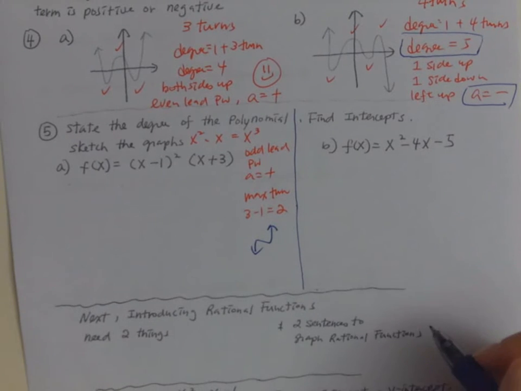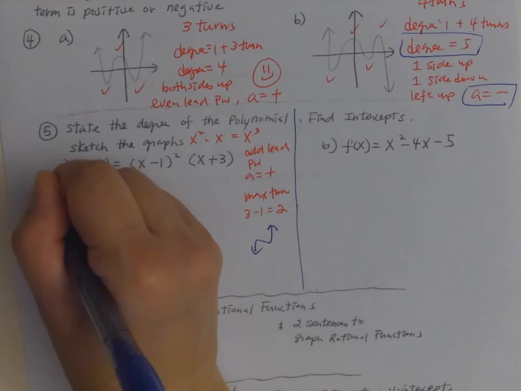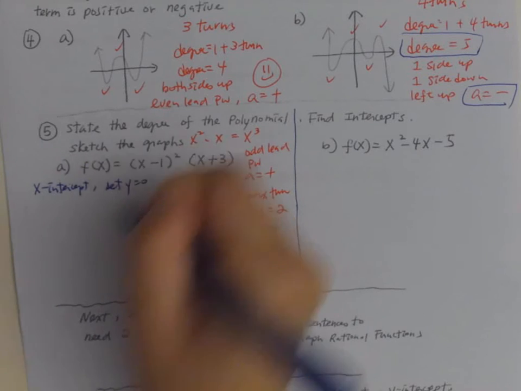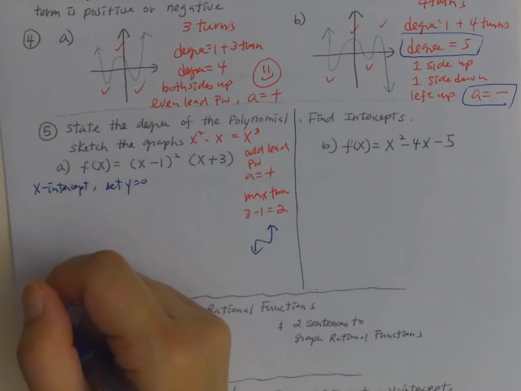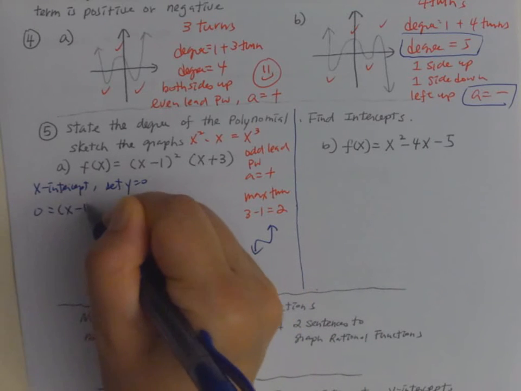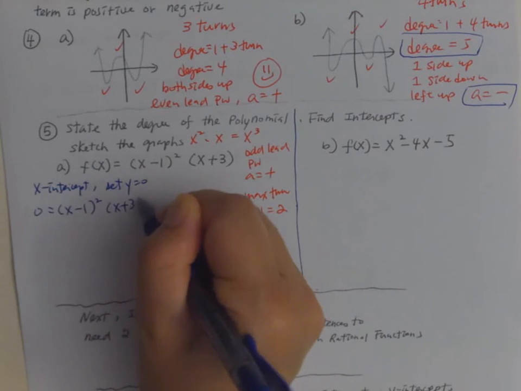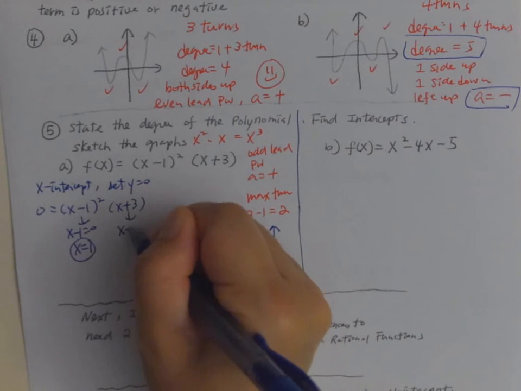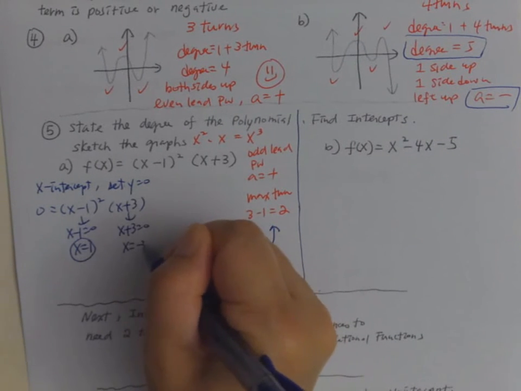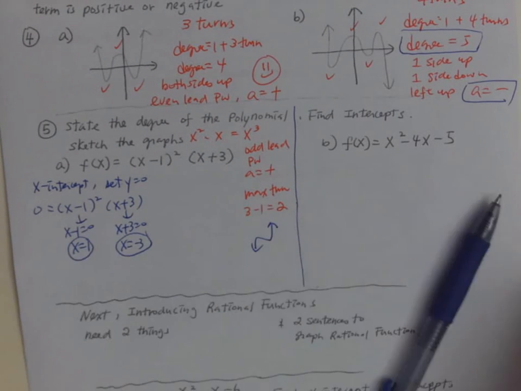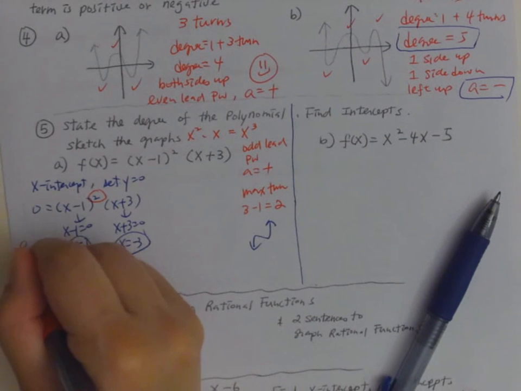All right, and here we can also try to find the x and y intercepts. For the x-intercept, we always set what? Y equal to 0. And for the y-intercept, set x equal to 0. So if we set y equal to 0, it would be 0 equal to (x minus 1) squared times (x plus 3). So x minus 1 equal to 0, x equal to 1. X plus 3 equal to 0, x equal to negative 3. All right, so we have the x-intercepts.